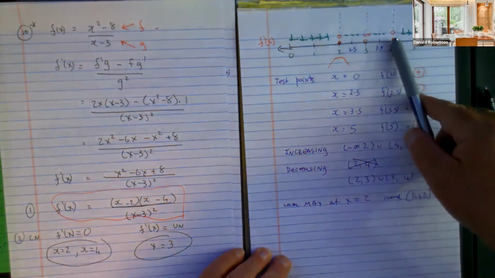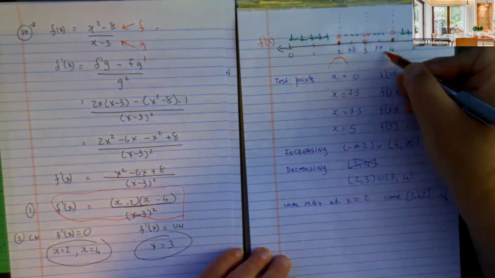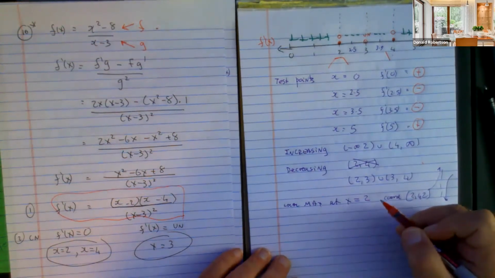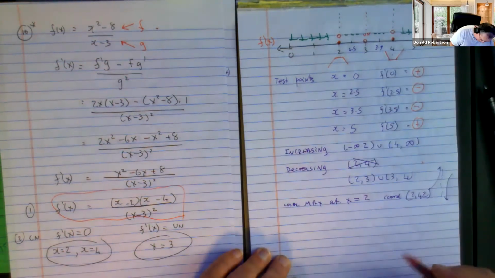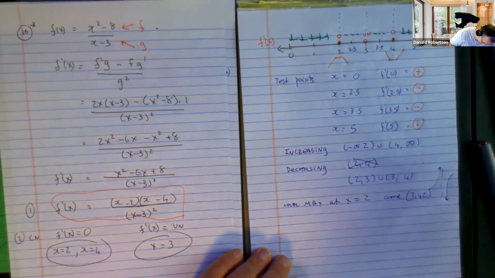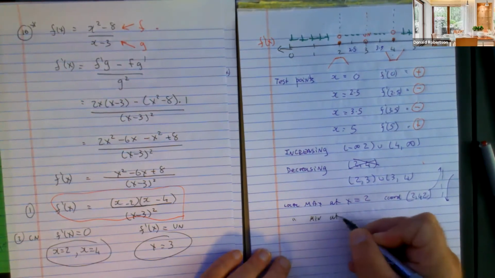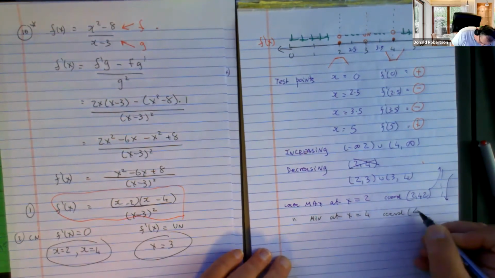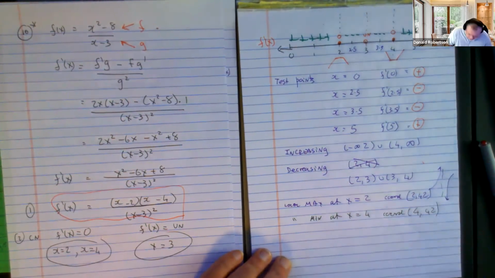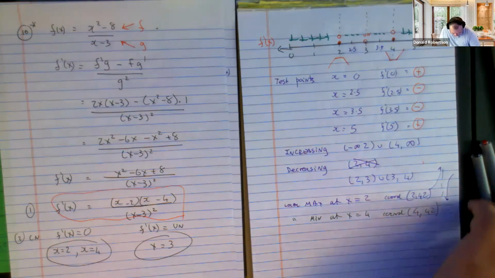And what's happening over here? Well, at x equals 4 on the left, it's a negative derivative. So it's sloping down the way. Then it's 0, and then it's positive. And that we call a local min. And that's going to happen at x equals 4, and its coordinates will be 4, 42. Well, whatever the real coordinates are.